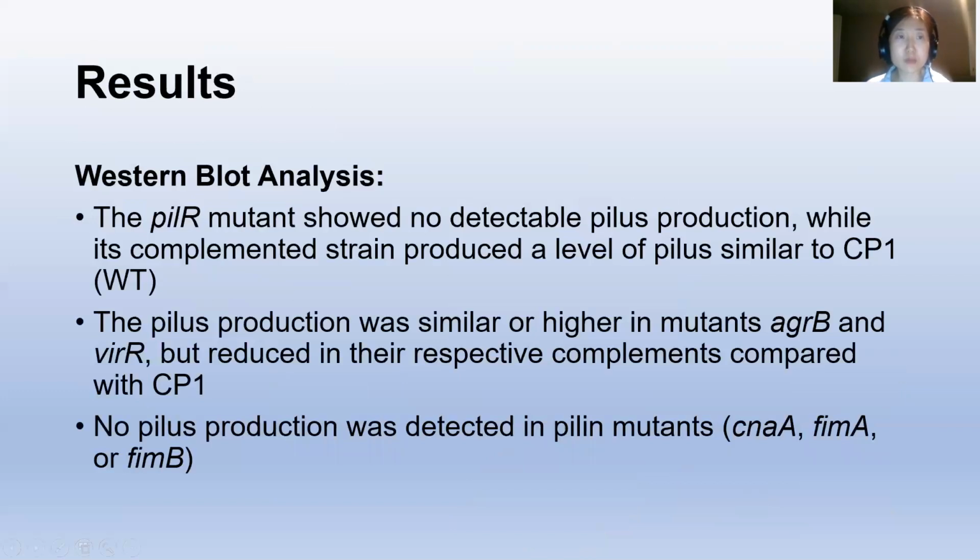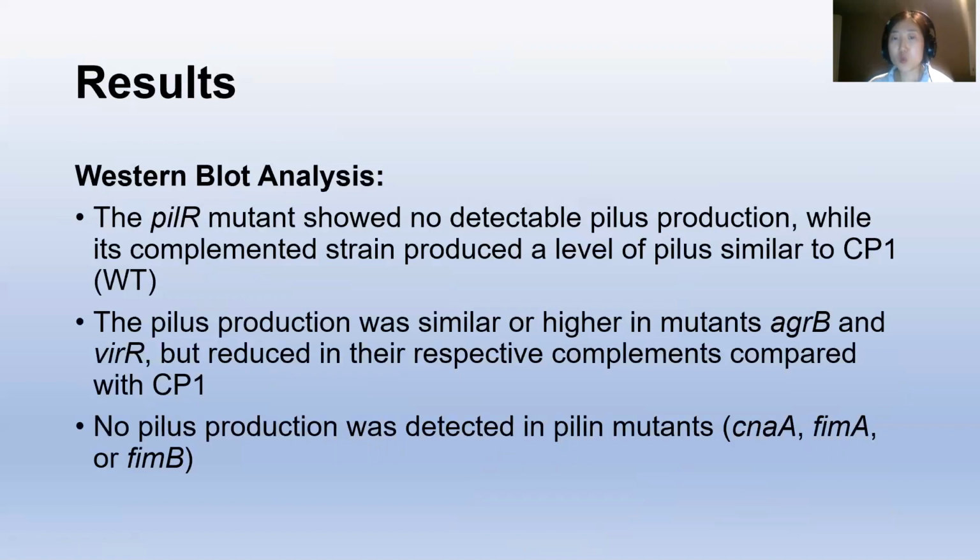Let's turn to the results. For the Western blot assay, the PilR mutant showed no detectable pilus production, while its complemented strain produced a level of pilus similar to CP1.